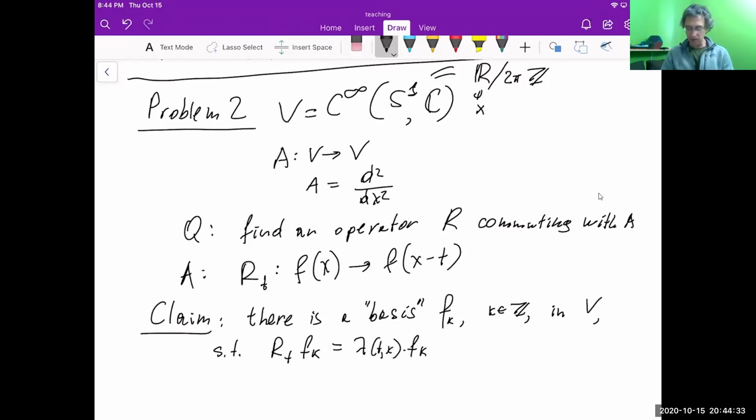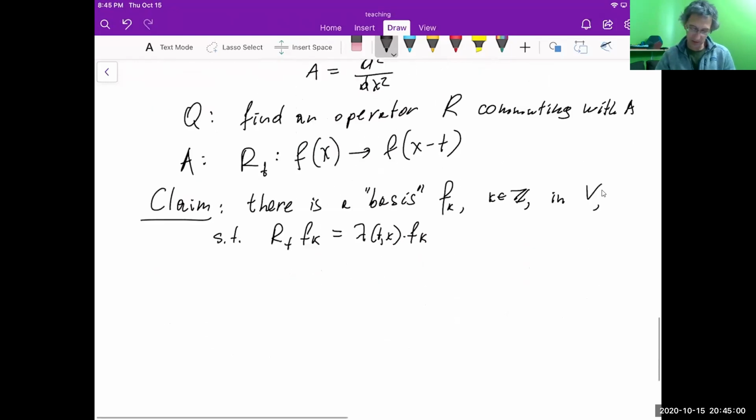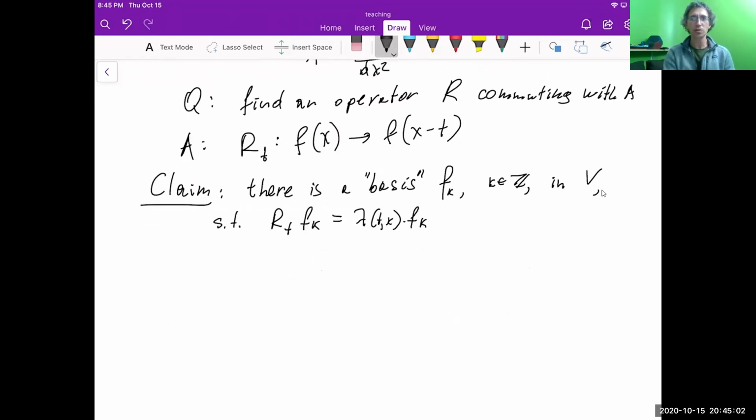So I claim that there is a basis which is a common eigenbasis for all of these translation operators. The eigenvalue will depend on t, on how much you're translating by, and it will also depend on the index k, but all of them will be eigenvalues. These functions of k will be common eigenvectors for all of the translation operators. How many of you know what this basis is?